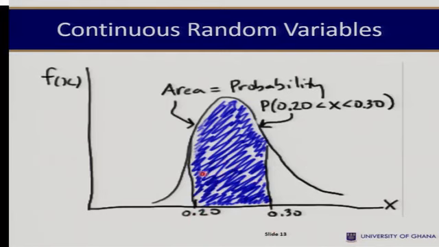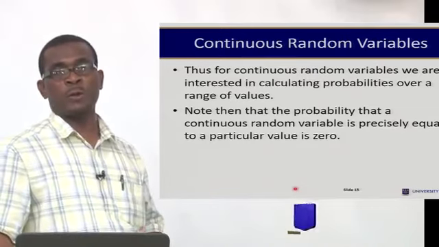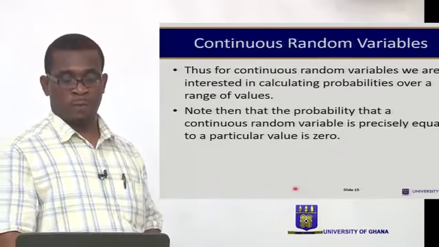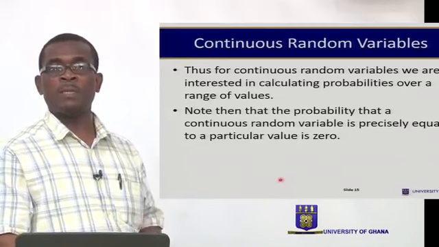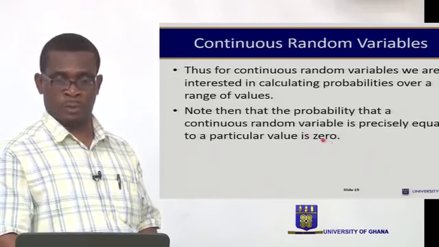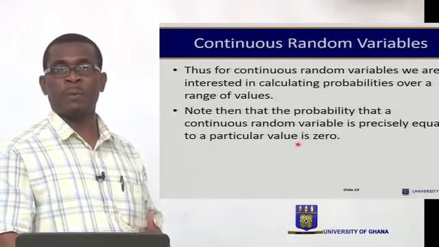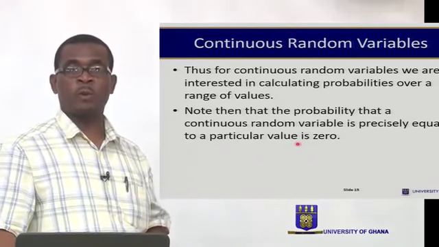And since we know the total area under the curve is 1, it means this area, which is the probability, will definitely be less than 1. So this is important, and we'll be using it to illustrate how we can calculate probabilities. Now note that for continuous random variables, we calculate probabilities for the random variable assuming values within a given range, therefore the probability that the random variable will assume a specific or precise value is equal to 0. So we are interested in calculating probabilities over a given range for normally distributed variables or for continuous random variables.